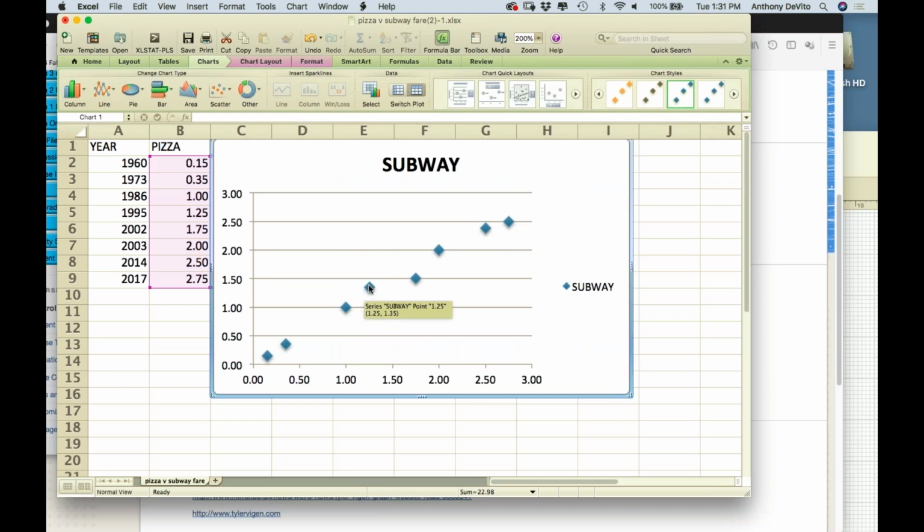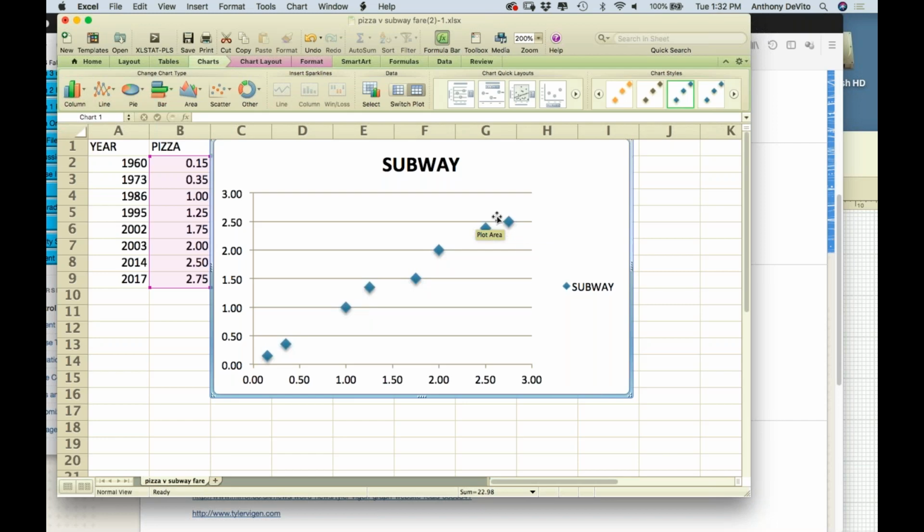I'm sorry, pizza was $1.25, subway fare was $1.35, and so on and so forth. What do you notice about this plot? It's almost like a straight line, isn't it? It's not a perfect straight line, but it's close to a straight line. That is a high degree of correlation. That's what we would call correlation.